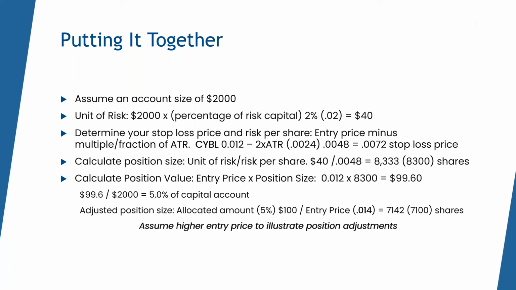But let's assume that I'm going to do it the other way. I'm going to say, okay, I know I'm going to allocate $100 or 5%, but let's assume our entry price is higher, in this case 0.014. Then my position size would be 7,142, or 7,100 shares.